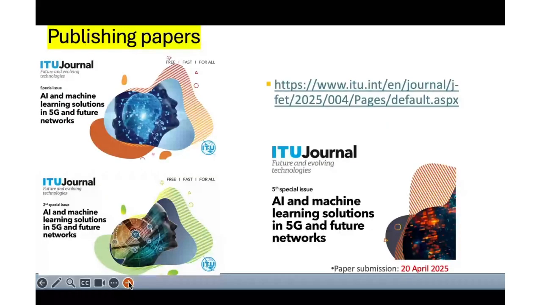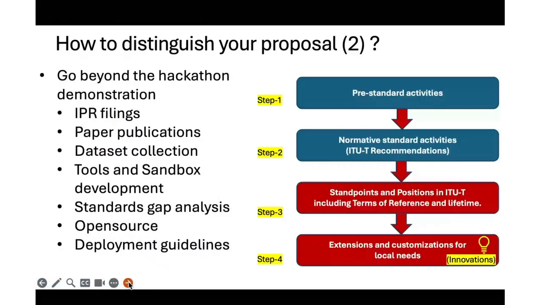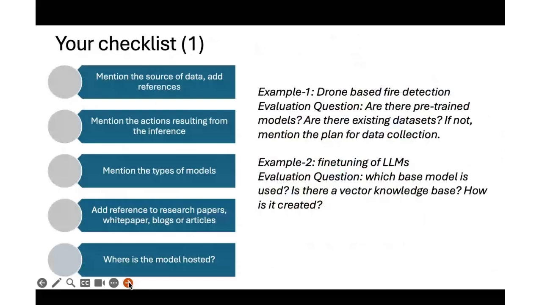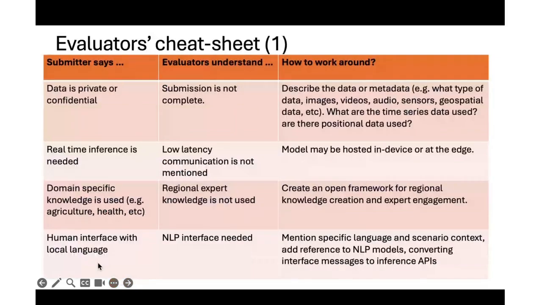So in general, I would say that you need to use this kind of a template. Make sure that you mention these things in the template. For example, you add what is the source of data, what are the inferences which are done, describe the models, add references, and describe the hosting of the models. And these aspects, what you see on the left side, and what are the workarounds, you cover in the document.